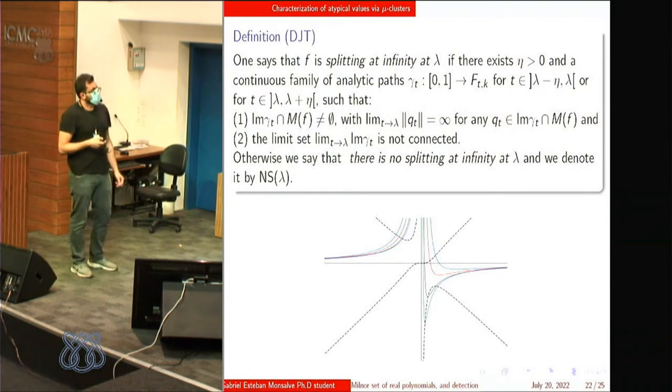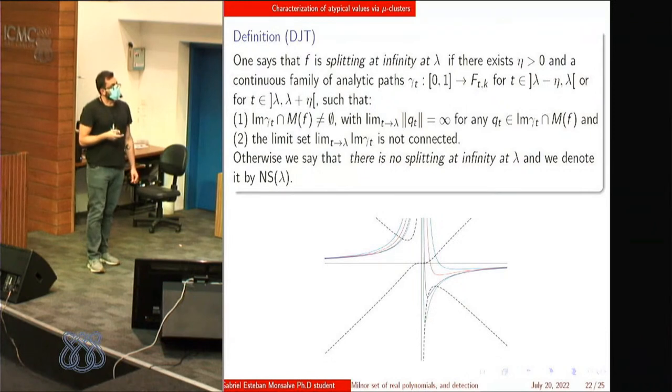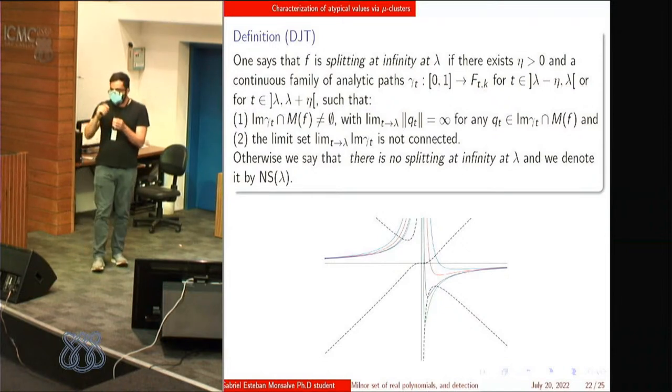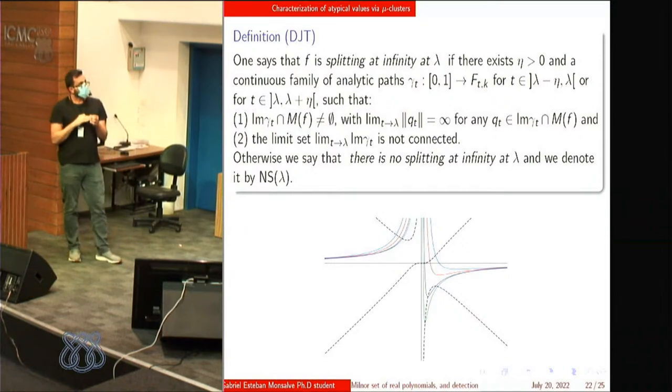So that's what splitting at infinity means. And of course, the same as in the vanishing, we have the notion of NS, when for that lambda there are no components that are splitting.